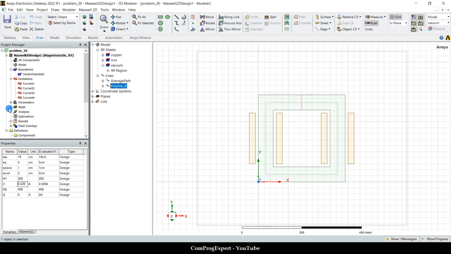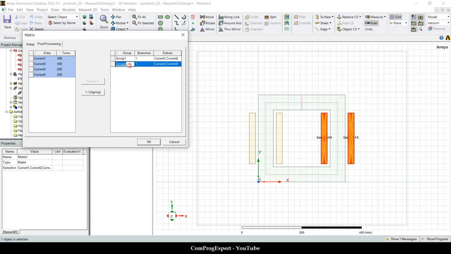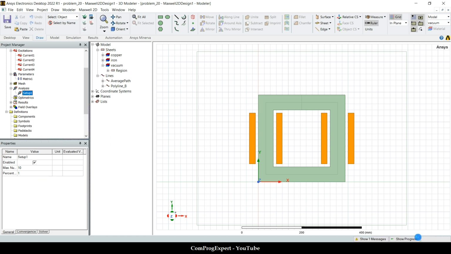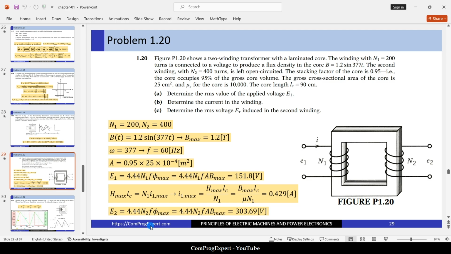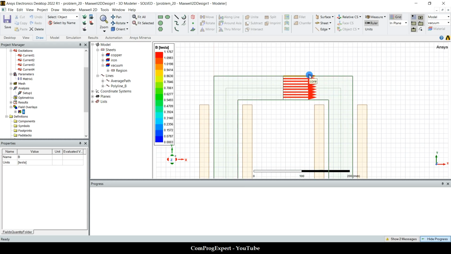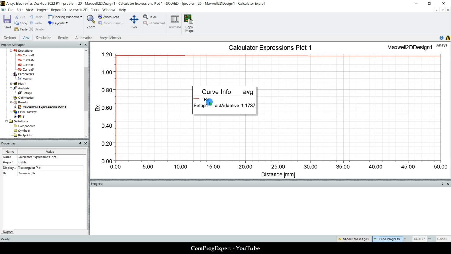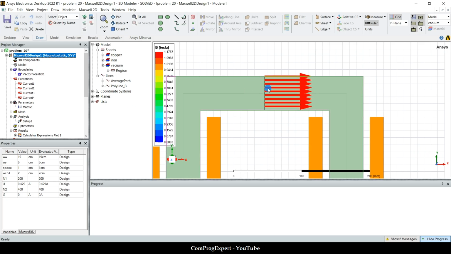And yes, let's run this simulation. Also here, I defined this matrix to calculate the amount of the flux linkage. If I run this simulation, we can check whether our formulation is correct or not. Let's check. Here we have B vectors, and here we have the x component of the B on this edge, close to 1.2 Tesla, right?